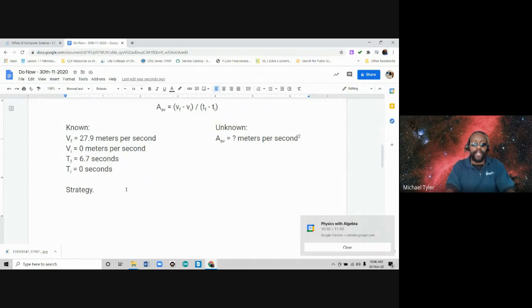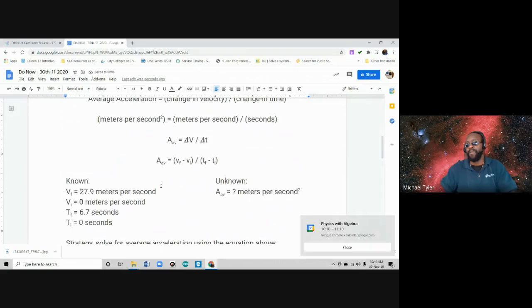So strategy is solve for the period, that's really a comma, solve for average acceleration using the equation above, right? Real simple. That's why we set it up in the notes. So which equation are you going to use? You're going to use this one here.